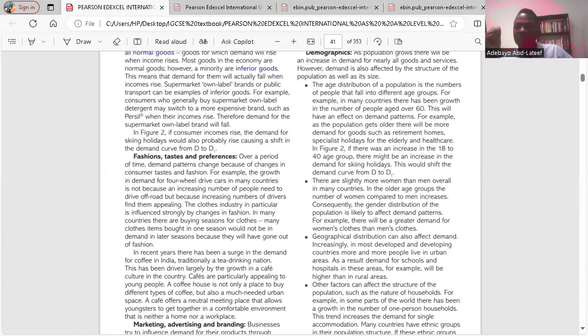There are slightly more women than men overall in many countries. So in the older age groups, the number of women compared to men increases. Consequently, the gender distribution of the population is likely to affect demand patterns. For example, there will be a greater demand for women's clothes than men's clothes. So still the structure: we're talking about the pattern of men and women. If more women are in the population than men, it means demand for women's items would increase more than for men's. So businesses will do more women's businesses than men's. That's the point they're making there. I think it's clear.